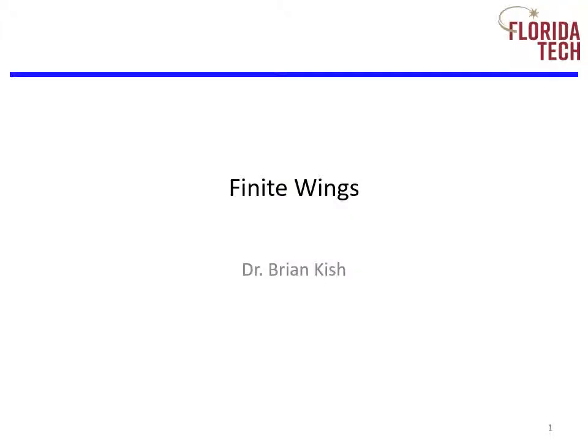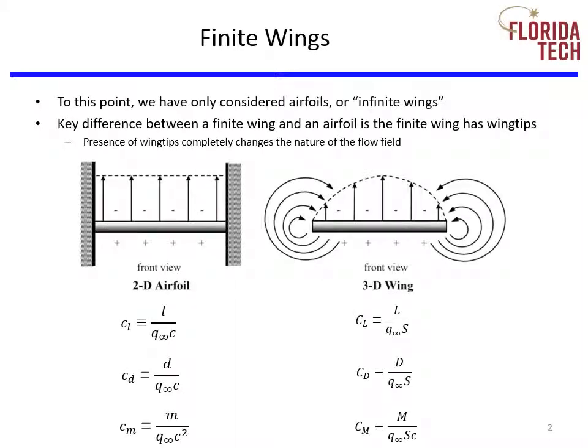This module will cover three-dimensional finite wings. So far, we have only considered 2D airfoils, which are also called infinite wings. The key difference between a finite wing and an airfoil is that a finite wing has wingtips. At first, this may seem obvious or trivial, but the presence of wingtips completely changes the nature of the flow field. This section introduces the aerodynamics associated with wingtips.